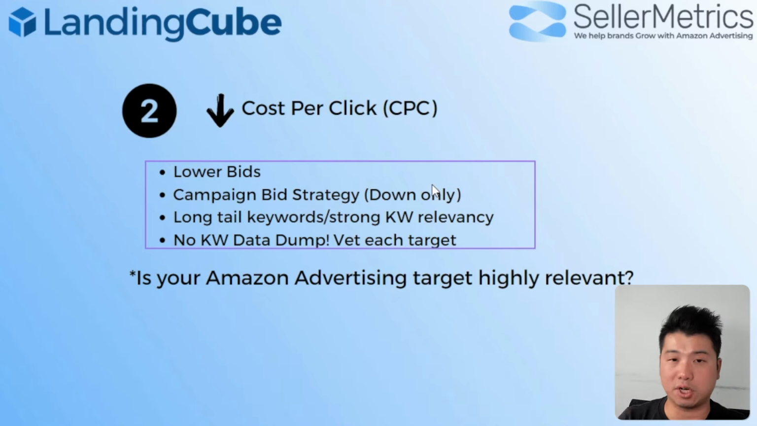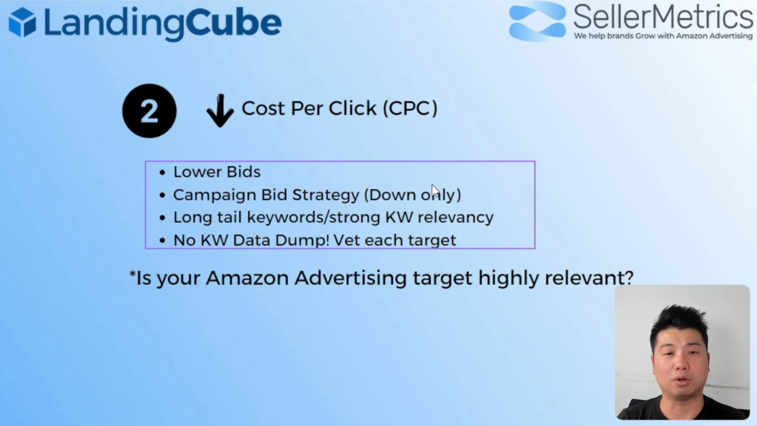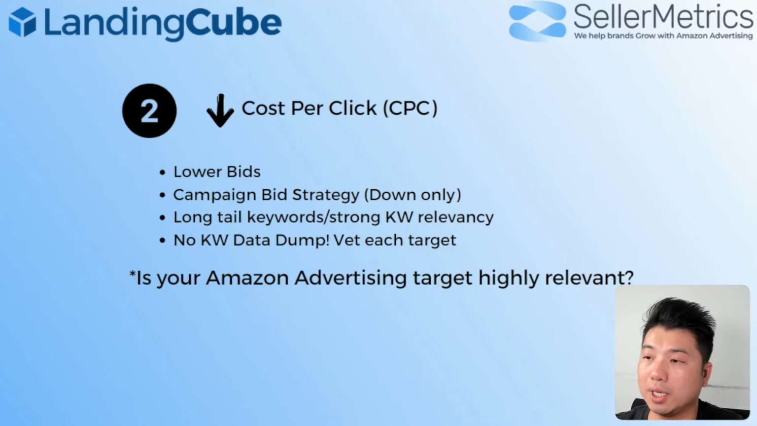Amazon advertising is very smart. They know how to match your product to an ad, right? If they're highly relevant, they will give it a relevancy score and lower the cost per click, right? So obviously, first thing that you can do is lower your bids.